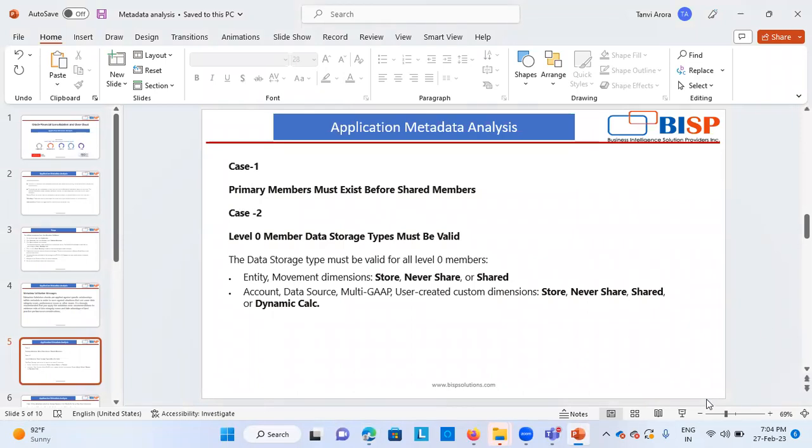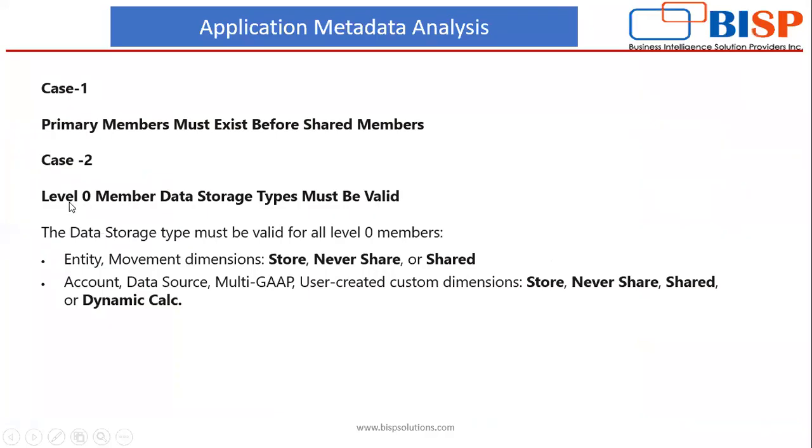Then this is the second case. Level 0 member data storage types must be valid. Like data storage type must be valid for all the 0 levels. For example, if I talk about entity, the data storage properties should be store, never share, or shared. So if in case I make it as dynamic calc, which should not be the case, it will throw you errors.